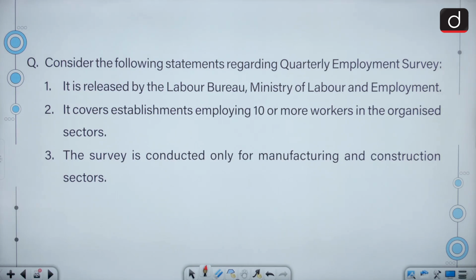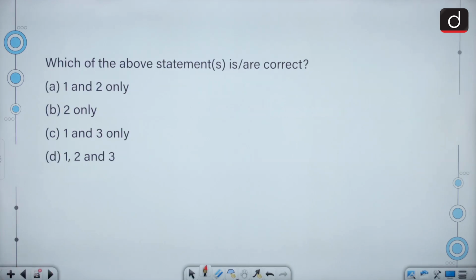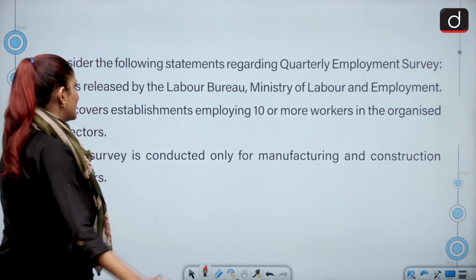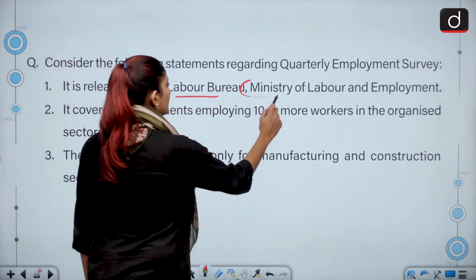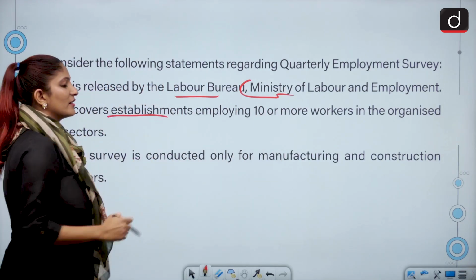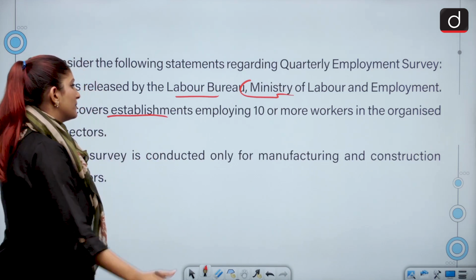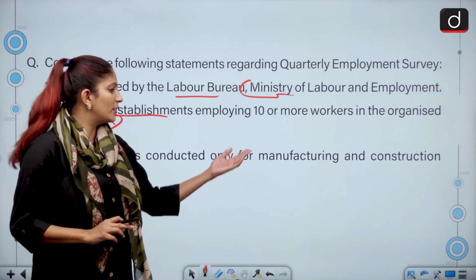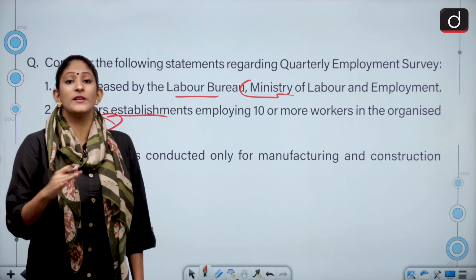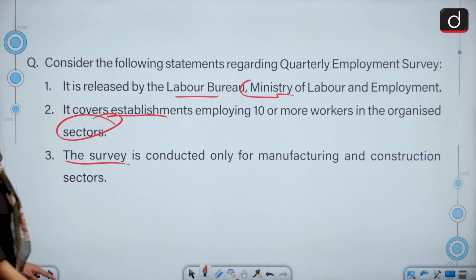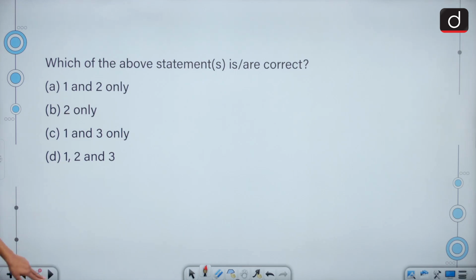The survey is conducted only for manufacturing and construction sectors. So we have to select the correct statement. The first statement is correct, that it is released by the Labour Bureau, Ministry of Labour and Employment, for considering the establishments which employ 10 or more labourers in the organization. And the survey is not conducted only for manufacturing and construction, but every other important sector. So third is incorrect, first and second are correct. The correct answer is option 1 and 2, that is option A, right?